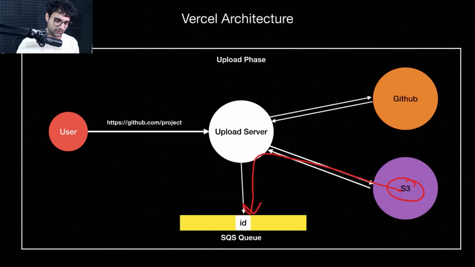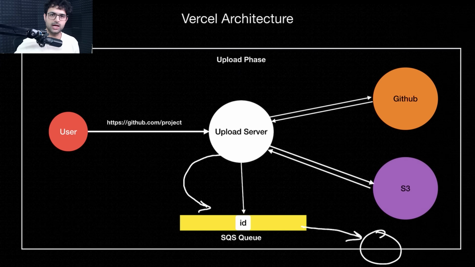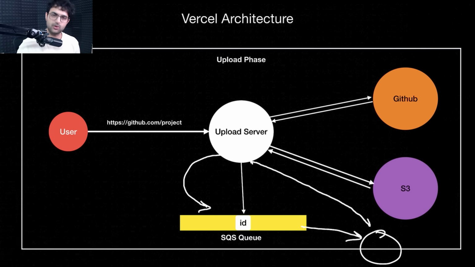Harkirat, what is the benefit of pushing it to a queue? Why can't the upload server directly talk to the deployment server? In the end, the same thing is happening, right? The upload server is pushing something to a queue. The deployment server is pulling from it and actually deploying the project. Why can't the upload server directly talk to the deployment server?